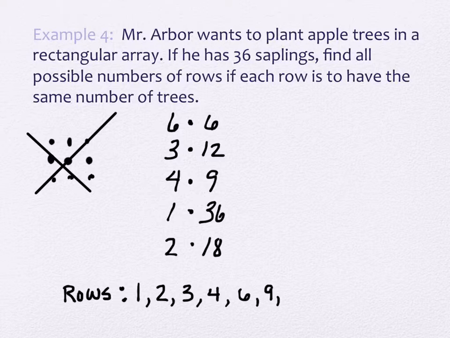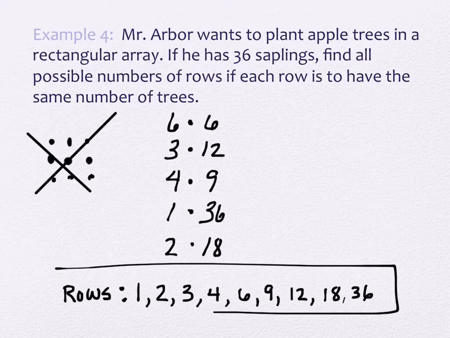This starts to feel a little bit like we're sort of backtracking, but we are. 9 rows of 4, or 12 rows of 3, or 18 rows of 2, or 36 rows of 1. These are the number of rows I could have. This is a really good example.